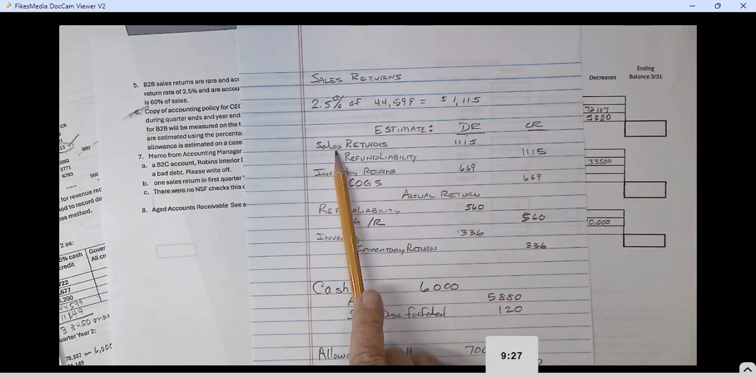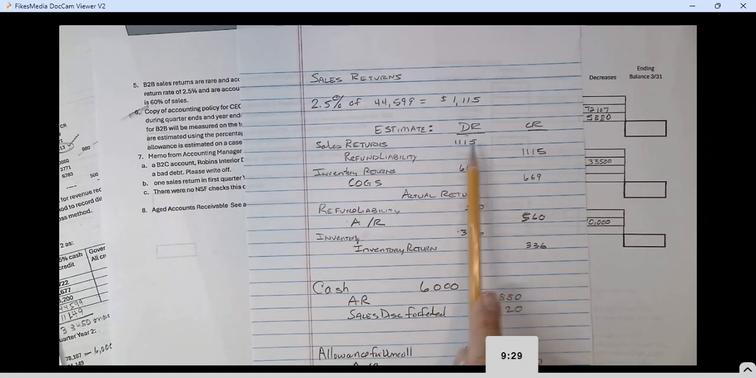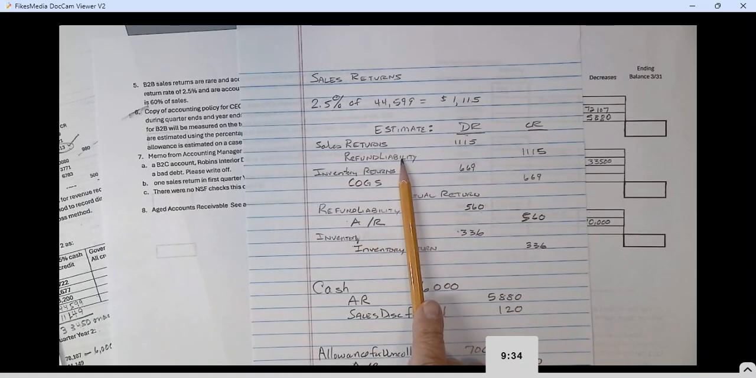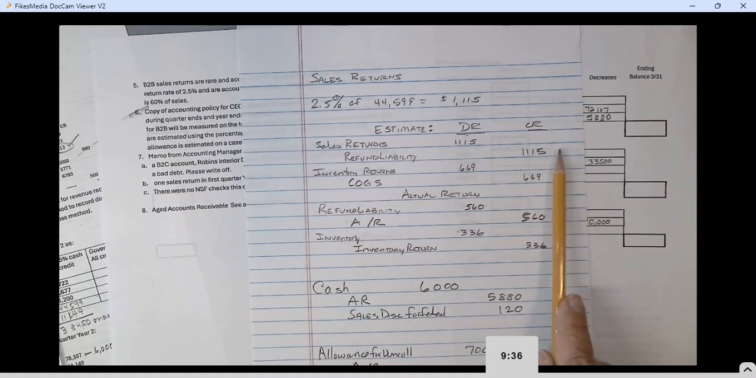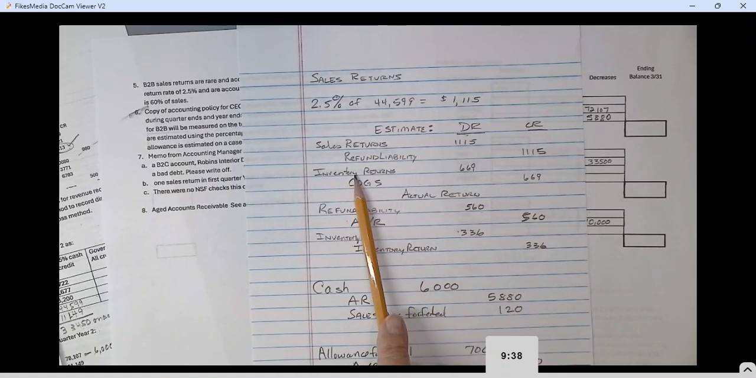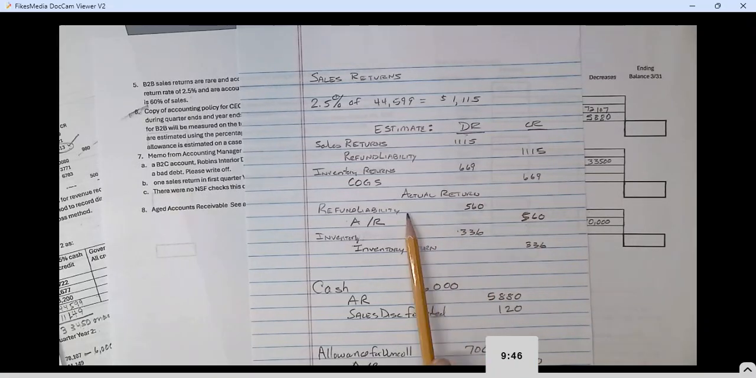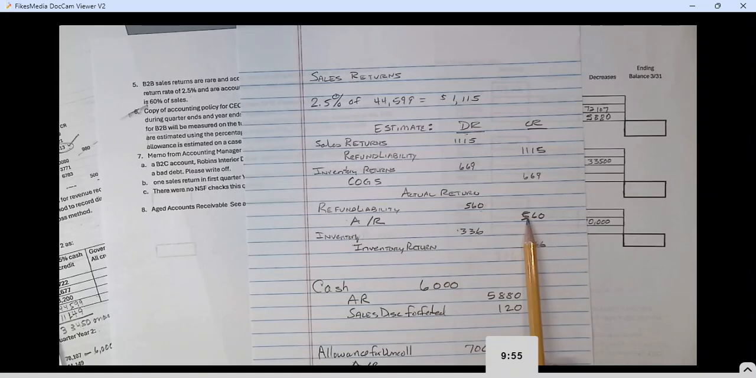So here's my journal entries. First, to estimate it, sales returns is debited. It's a contra to the sales account. Refund liability, these are expected returns. And then we also have the 60% that goes to inventory returns expected, and cost of goods sold is then credited. The actual return, we debit the refund liability account, because it came through, and we credit accounts receivable.